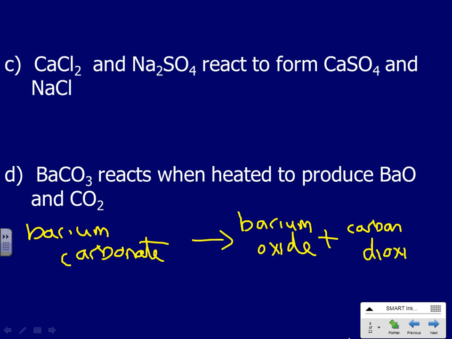Carbon dioxide. And a little notation. If you are heating something, we sometimes put a little symbol over top. We put a little triangle there, and that represents to heat something. All right? So that sometimes is used to represent heating. Other things that can be placed over the arrow are sometimes called a catalyst. Have you ever heard that term before? A catalyst? Does anybody know what a catalyst does? What does a catalyst do? Any ideas?